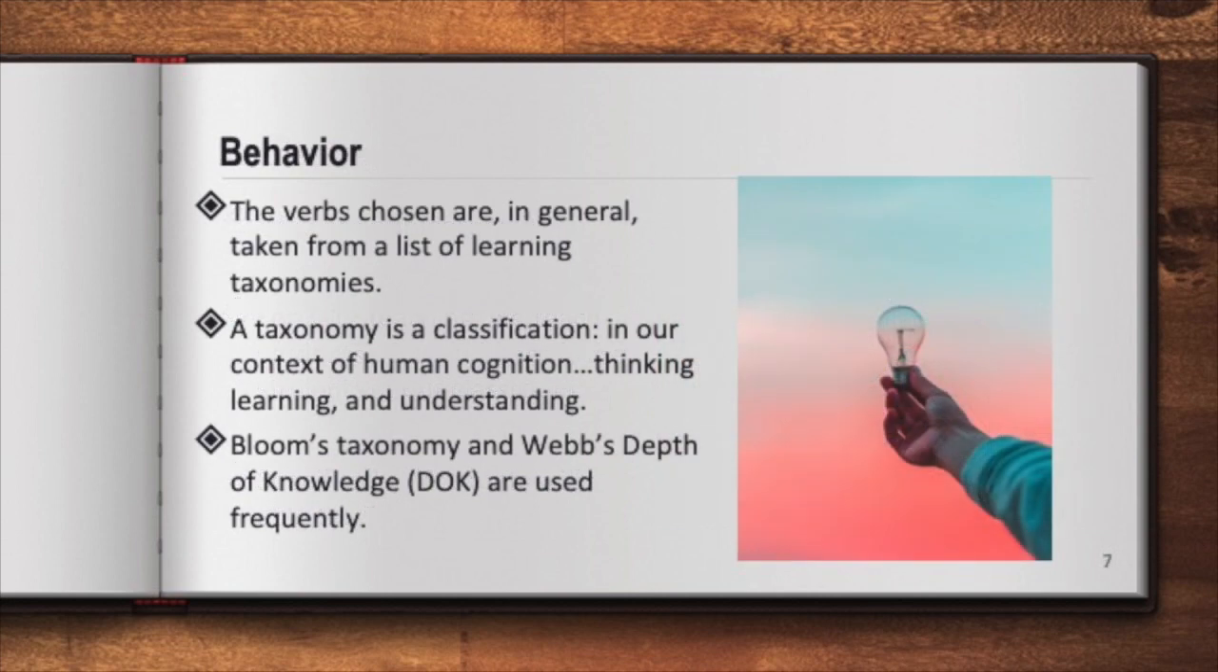I believe that finding the behavior is probably the most important aspect of the ABCDs of the learning objectives. In fact, I think it's the hardest as well. First of all, you're picking a verb, and usually the verbs come from either Bloom's Taxonomy or Webb's Depth of Knowledge. But a taxonomy is a classification of knowledge. What will people be thinking? What will they be learning? What will they be understanding?